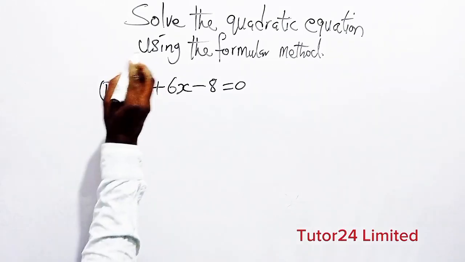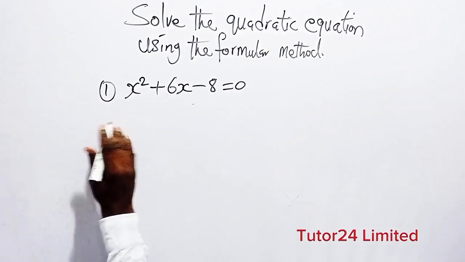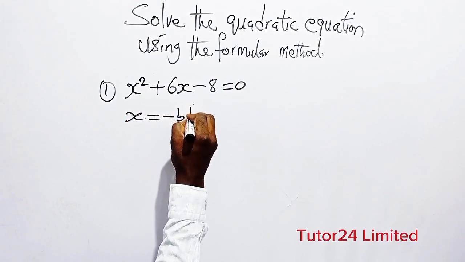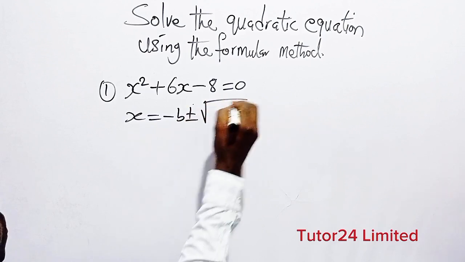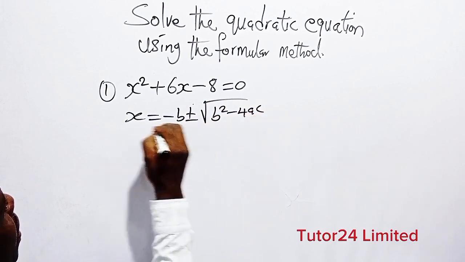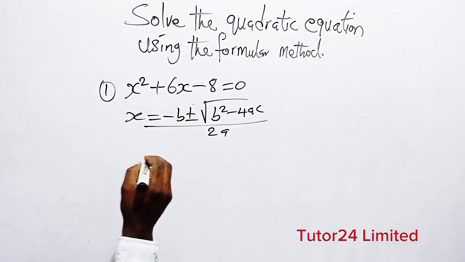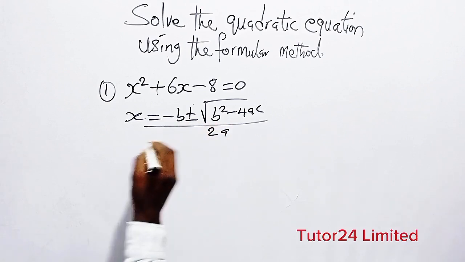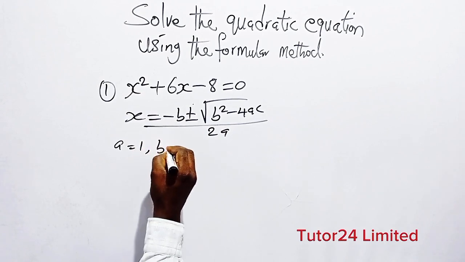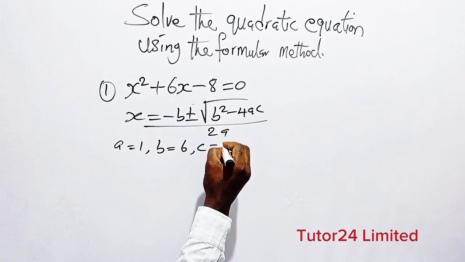The question says, solve the quadratic equation using the formula method. The formula method is given by x equal to minus b plus or minus the square root of b squared minus 4ac, all over 2a. Now let's identify our a, b, and c. A is 1, b is plus 6, and c is minus 8.